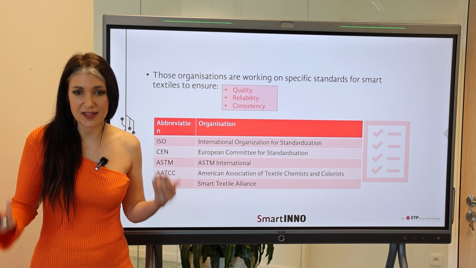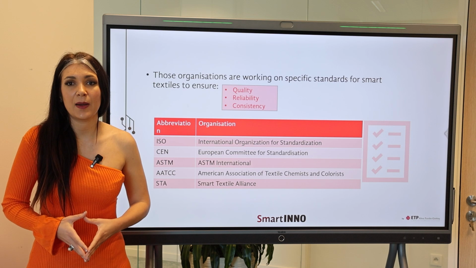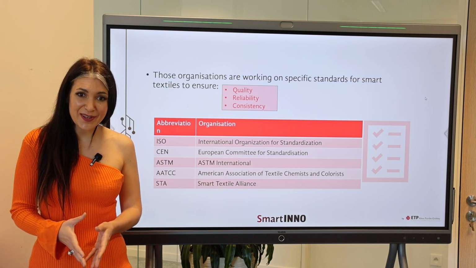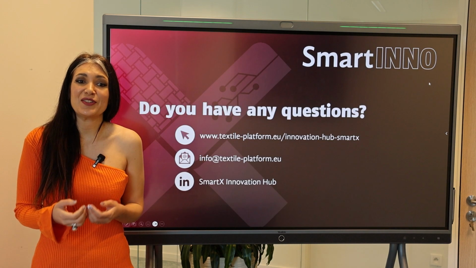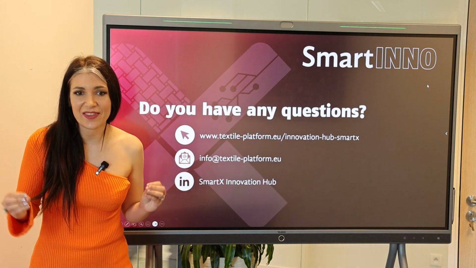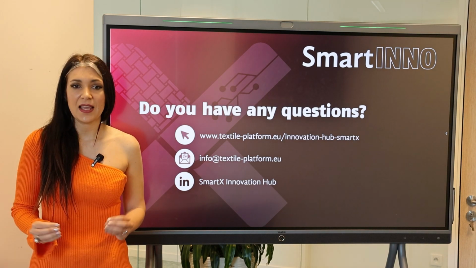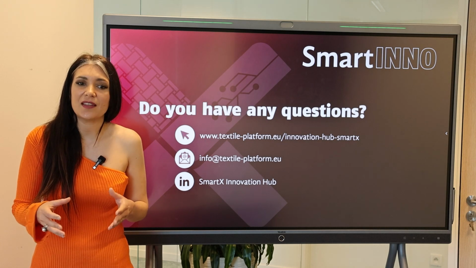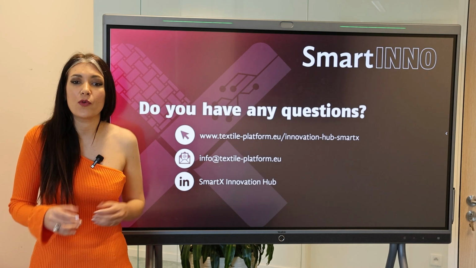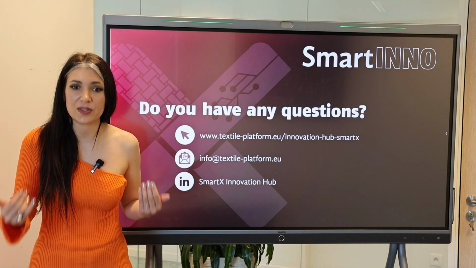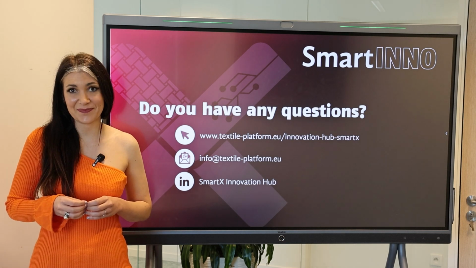So I would like to conclude this series of videos with a final thought. In smart textiles, innovation and standardization must grow together. Without clear standards, adoption is really limited. But without innovation, the industry can't move forward. Finding the balance between these two forces, creativity and responsibility, is key for building the future of smart textiles.